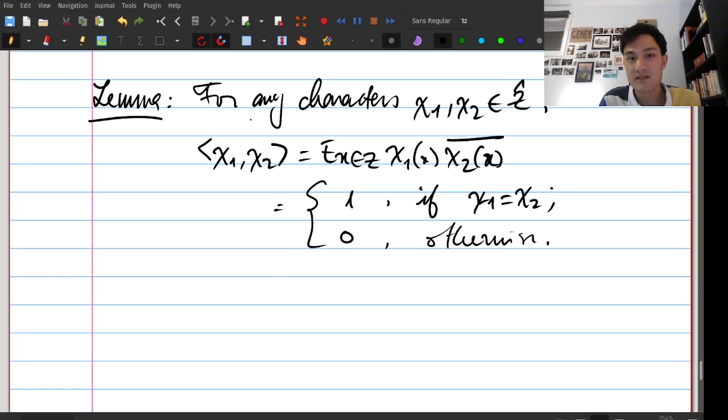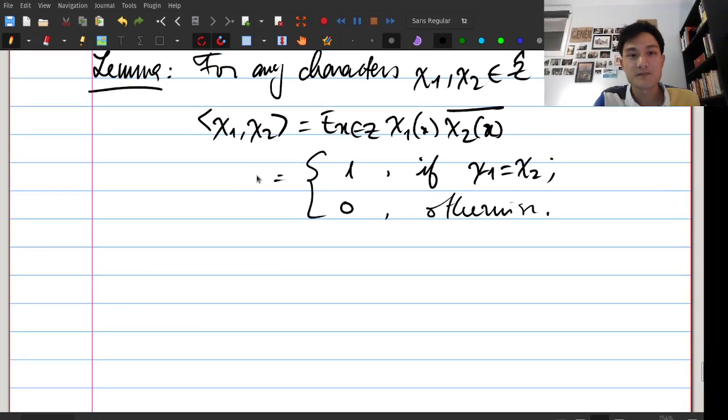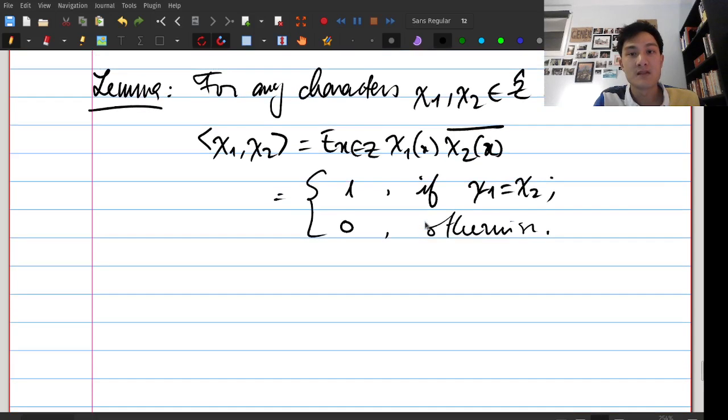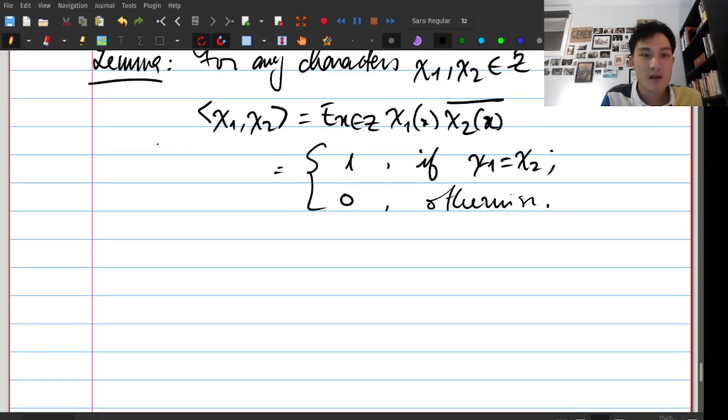Okay, so that means it's orthogonal. If you think of orthogonality of vectors, you find the dot product between two vectors, which is their inner product in that space. And then if it's 0, they're orthogonal. So this shows that it's actually orthonormal. We're skipping a little bit, but we actually show that the characters form an orthonormal basis of the whole space of functions from Z to complex numbers.